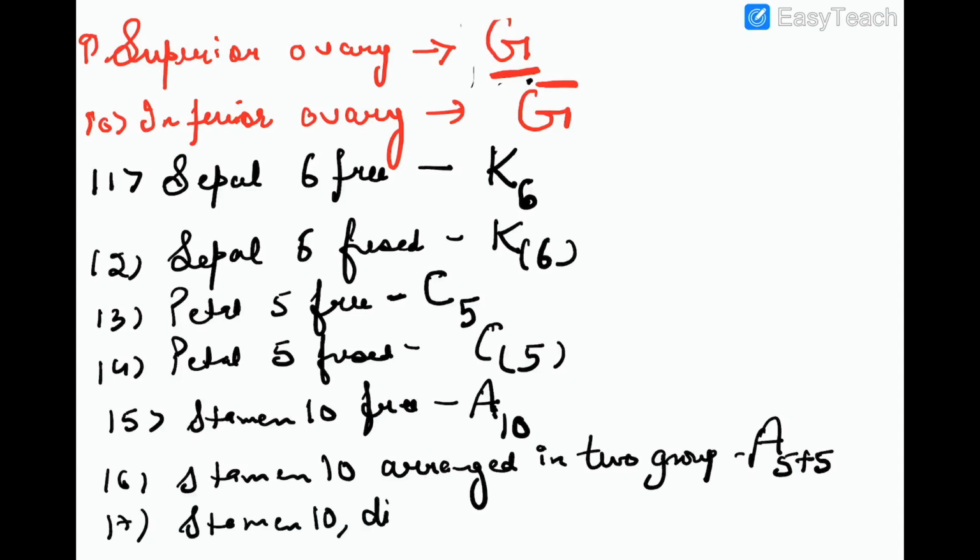Now, very important, if the stamens are 10 but they are diadelphous, we have already learned in the previous video that diadelphous means stamens are united in two bundles. So we write 10 stamens which are diadelphous as A 9 plus 1, and 9 I have put in brackets because 9 stamens are fused and 1 is free. So this is the stamen which is diadelphous. Now, further moving to the next floral formulas.